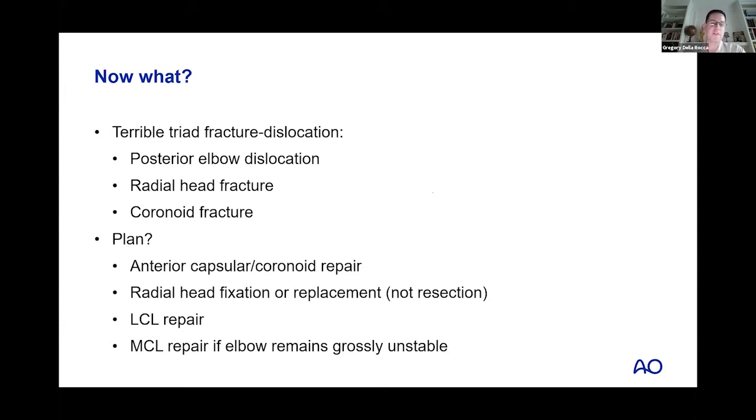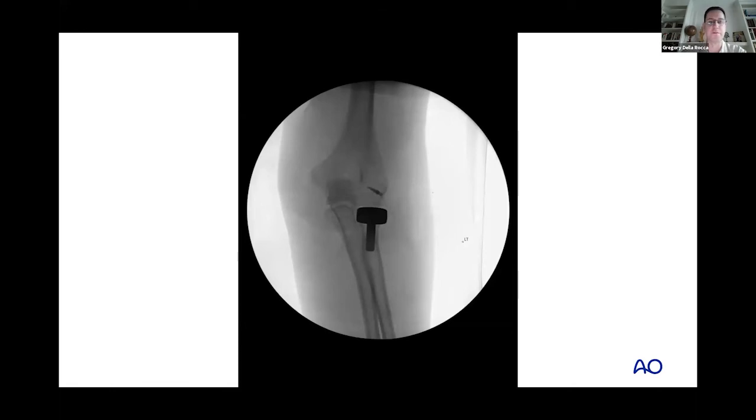I will repair the lateral collateral ligament on the way out, and then I make an assessment of stability, not by doing stress examinations, but by just taking it through ranges of motion in pronation and supination, and then I'll go over and repair the medial collateral ligament if the elbow is still grossly unstable.